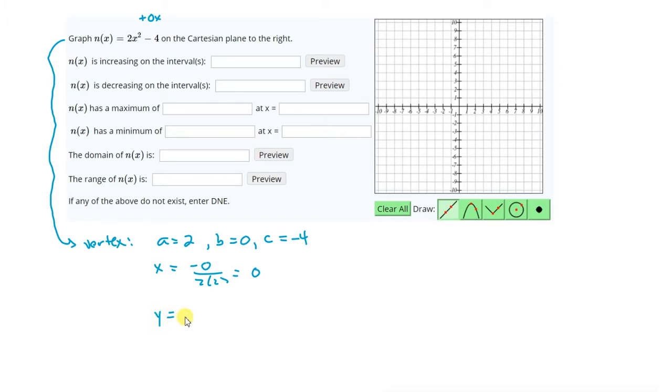Okay. What about the y of the vertex? Again, we plug the x in. Okay, so n of 0. Plug the x into the function. N is the name of the function. So we plug that in. We're going to get 2 times 0 squared minus 4. In this case, it's -4. Okay, so my vertex is going to be at the point (0, -4).